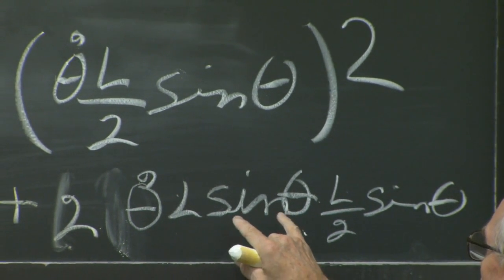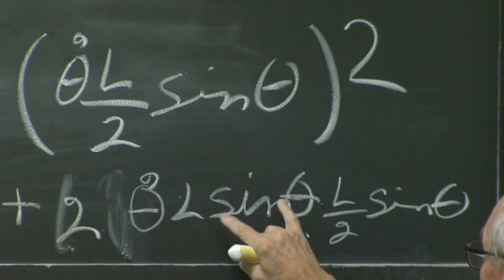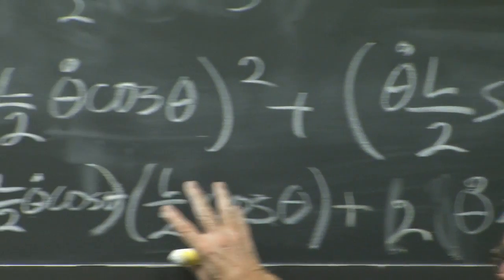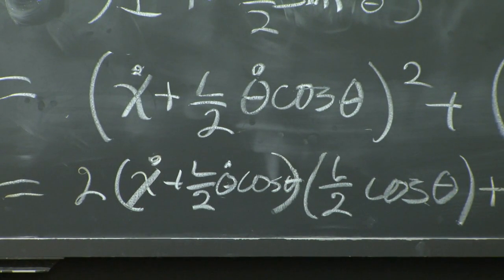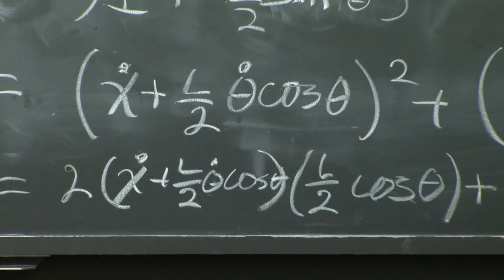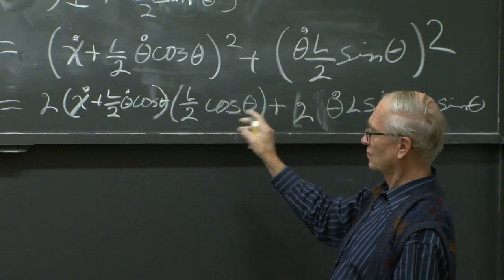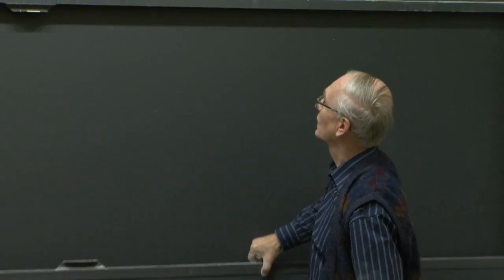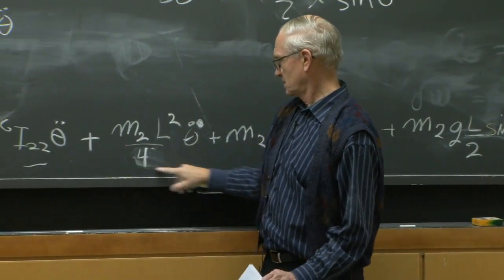So you end up with a theta dot L squared over 2, L, theta dot L squared sine squared, and you probably get a theta dot L squared cosine squared over here, and those two add together to give you a theta dot L squared, I guess. Those collapse together, and those come together to give you the other piece of this. Yeah, we got that term.